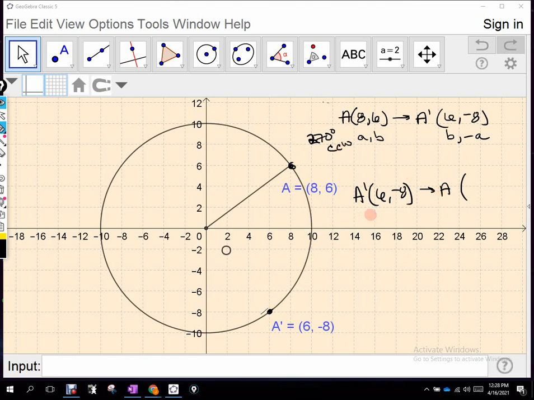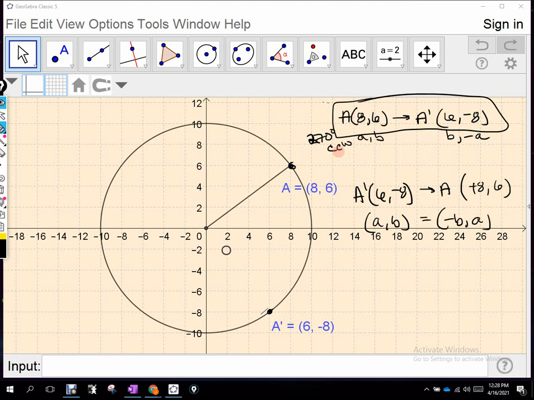Now, we know that if we start with a 90 degree, if I have A comma B, 90 degrees counterclockwise is going to be negative B, A, right? So I start with 6, negative 8. I'm going to flip them. It becomes negative 8, 6. And now I'm going to negate this, so it turns into a positive. It's the same situation that we had up here, right? This rule going from A to A prime was a 270 degree counterclockwise rotation. This from A prime to A is a 90 degree counterclockwise rotation. Does that make sense?